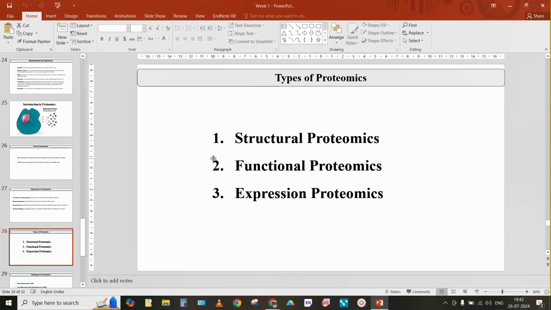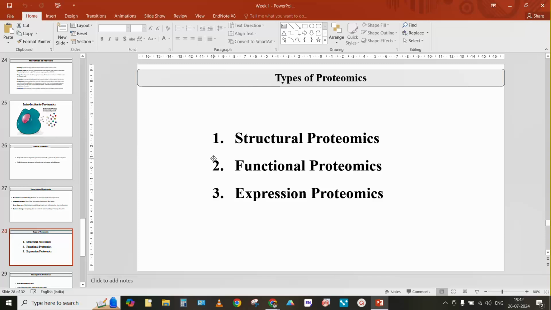The next is functional proteomics. It refers to the use of proteomics techniques to analyze the characteristics of molecular protein networks involved in living cells. The last type of proteomics is expression proteomics, which refers to the quantitative study of protein expression between samples differing by some variable.